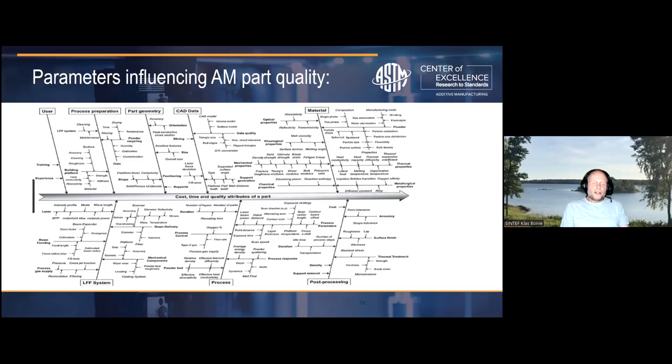This is actually an overview by the Federal Aviation Administration in the United States of all the types of parameters that influence the part quality in the powder bed fusion process. They have said it's well over 200 parameters to be considered. So don't think this is easy necessarily, but you can do a lot of things. It's easy to make something. That's not a problem, but making something really, really good that you have full control of, that is a bit of a challenge.